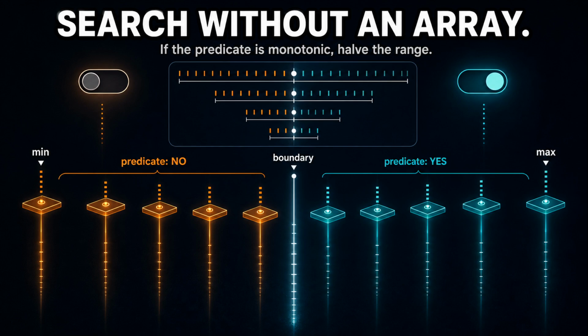Forget the array. Imagine instead a numeric range and a yes or no predicate that is monotonic over that range. Honestly, I had to read this idea 3 times before it clicked. Monotonic, meaning, once it flips from no to yes, it stays yes? Exactly. Think of it as a light switch that can only ever flip from off to on as you move from left to right across the range. There is a single boundary somewhere.